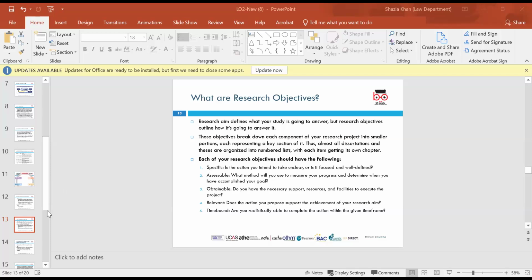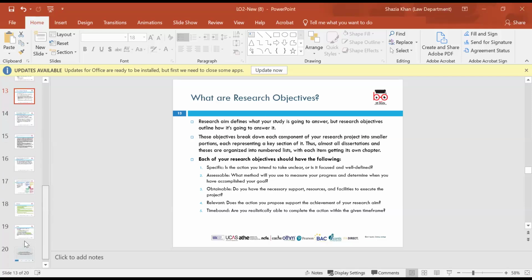You have to know what your objectives are. So your aim is what you intend to do. Your objectives are what the research should be doing, where you're going with the research, what you intend to focus on when you're doing the research.